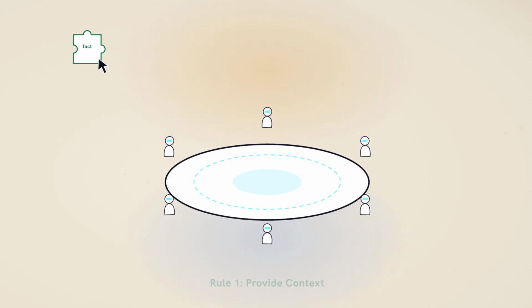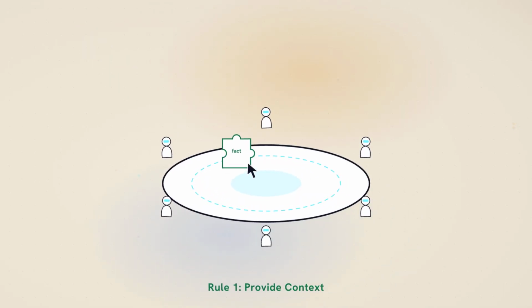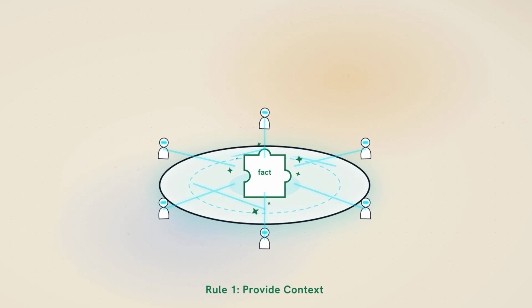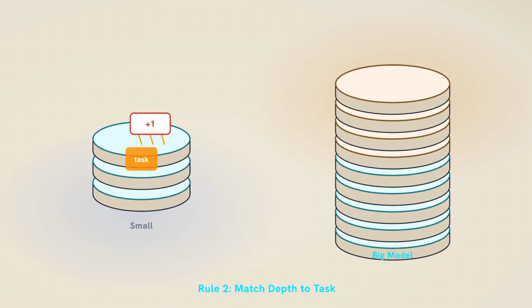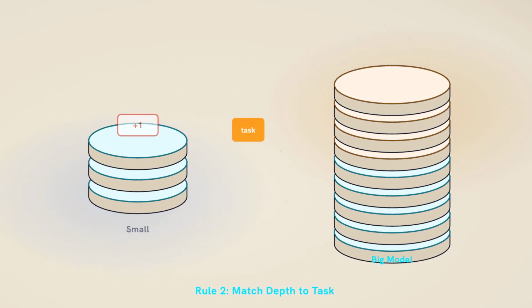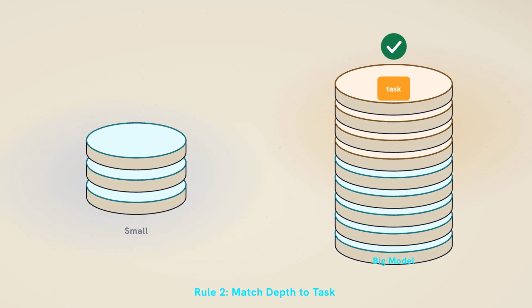So here's your first move. Put what matters right in the prompt. The model can't turn to a word that isn't there. Second move. You can't ask it for more rounds. If a task needs deeper reading, you reach for a bigger model, not a longer prompt.